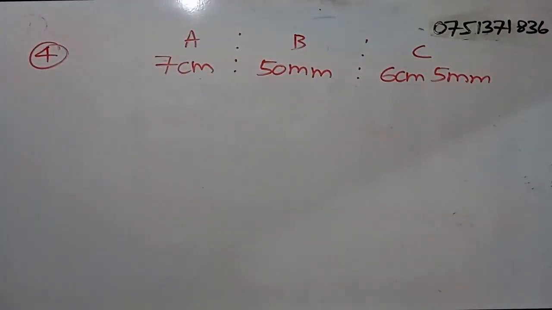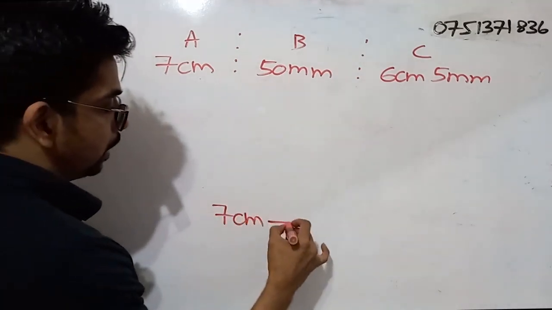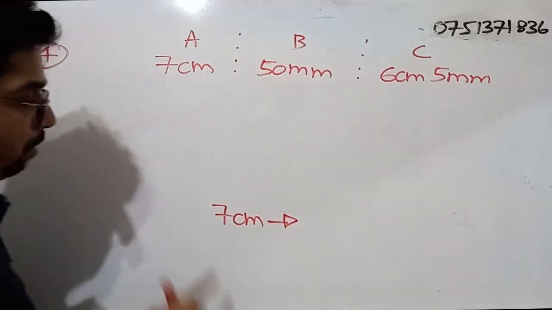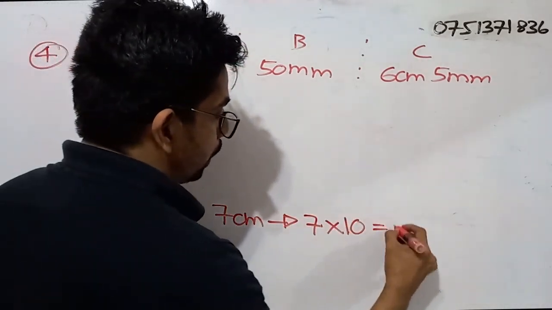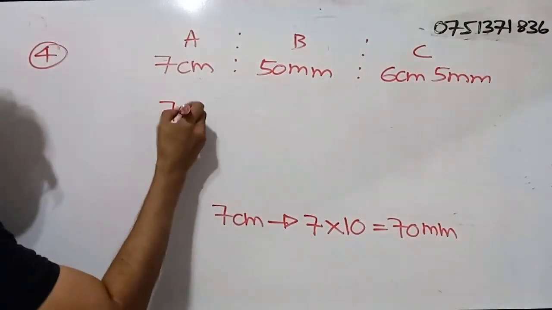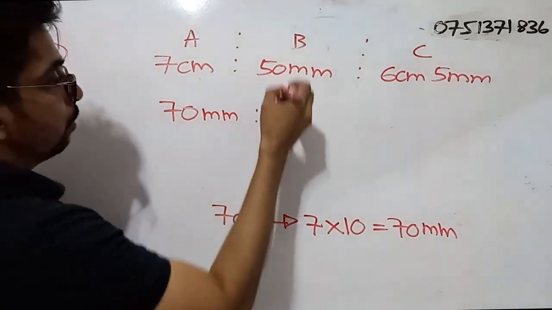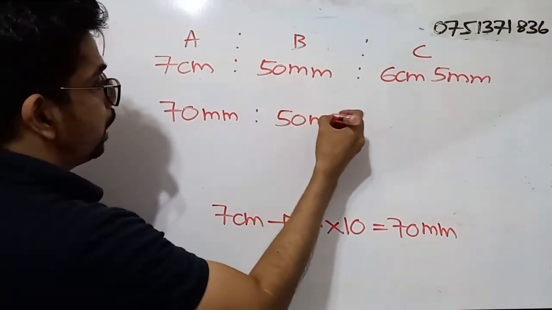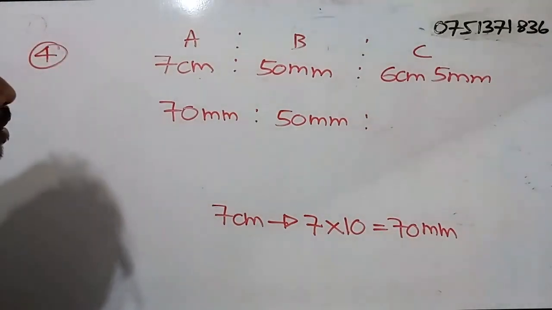right? So we will convert all of these measurements into millimeters, right? So 7 centimeters, when we convert this into millimeters, what do we have to do? 7 into 10, no? So this becomes 70 millimeters, right? So this is 70 millimeters. To 50 millimeters, it is already given to us in millimeters, so we don't have to do any conversions.